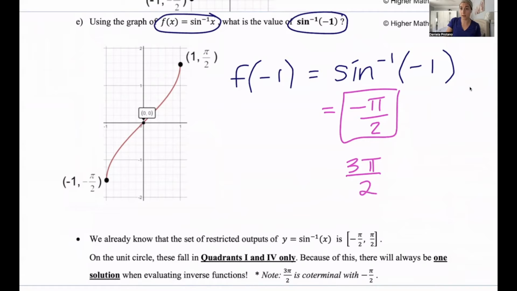A lot of people would make this common mistake, and they would put 3pi/2 as their answer. But the issue is it's not in the restricted range, and that is why your teacher is going to take off points. If you put 3pi/2, you do get half credit just for having that understanding. But again, the correct answer would be -pi/2. And we're going to talk about how you just subtract 2 pi radians. That's how you find that coterminal angle.